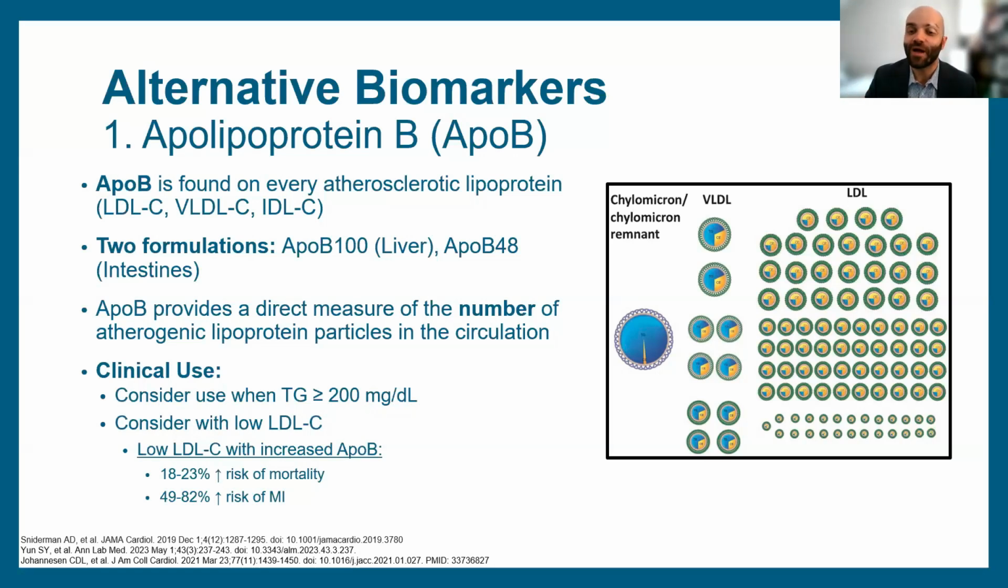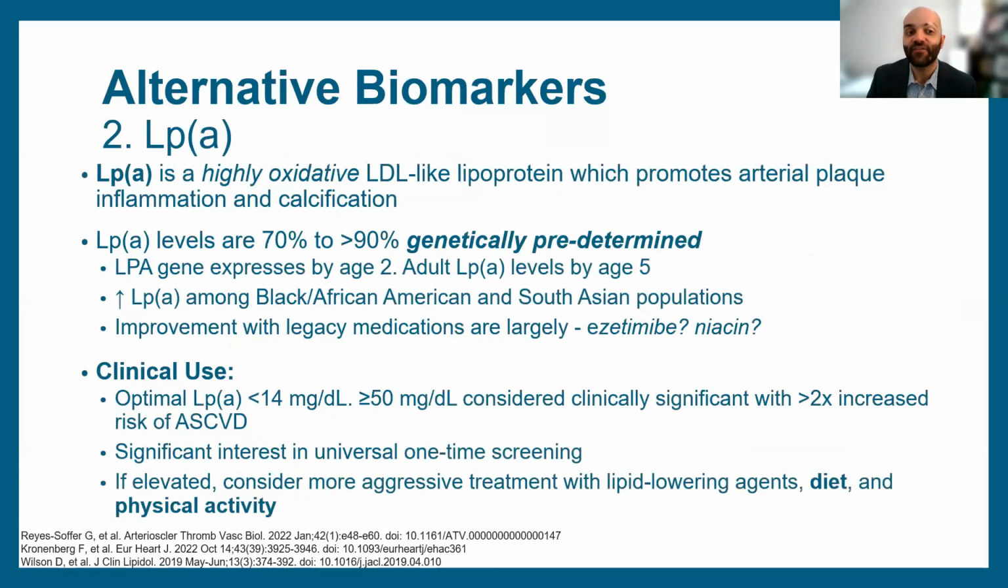And the interesting reason as to why is even with low LDL, if people had high ApoB, we knew that their increased risk of mortality was 18 to 23% higher, and their risk of MI was 49 to 82% higher. So really this is telling us a story that we're not seeing.